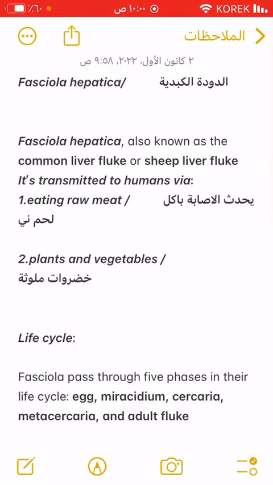What's Fasciola hepatica? Fasciola hepatica is also known as the common liver fluke, or sheep liver fluke. It's transmitted to humans through the throat. First, by eating raw or uncooked meat, where the eggs or cysts may enter your digestive system, the GI or gastrointestinal tract. And second, contaminated plants and vegetables.